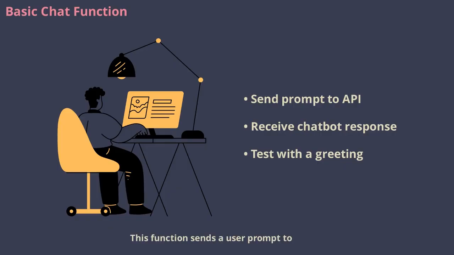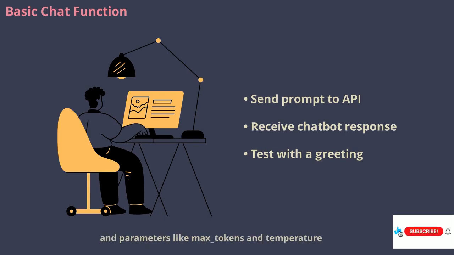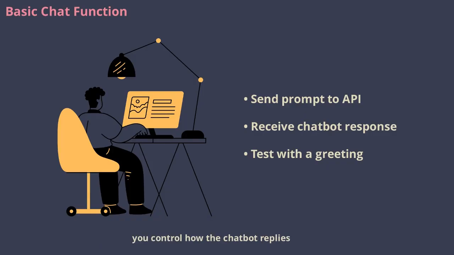This function sends a user prompt to the OpenAI API and returns the chatbot's response. By specifying the model, message history, and parameters like max tokens and temperature, you control how the chatbot replies. Testing this function with a simple greeting ensures your setup works and your chatbot is ready to start chatting.